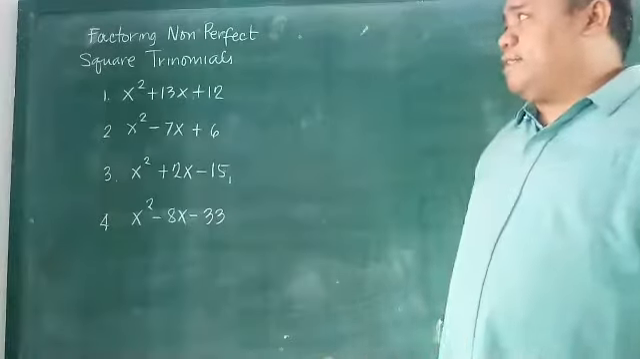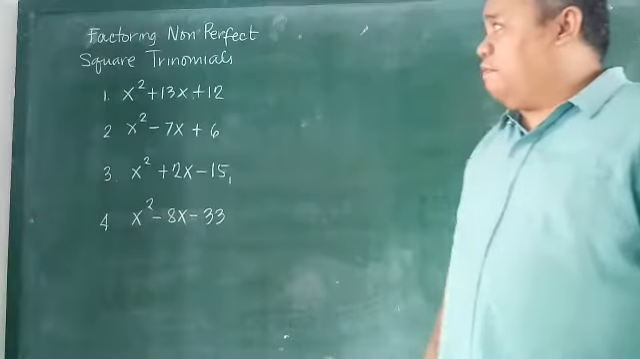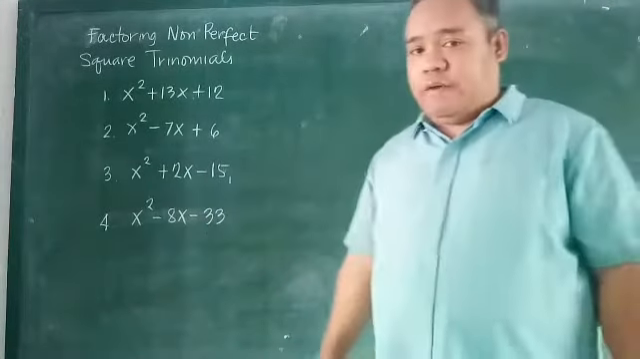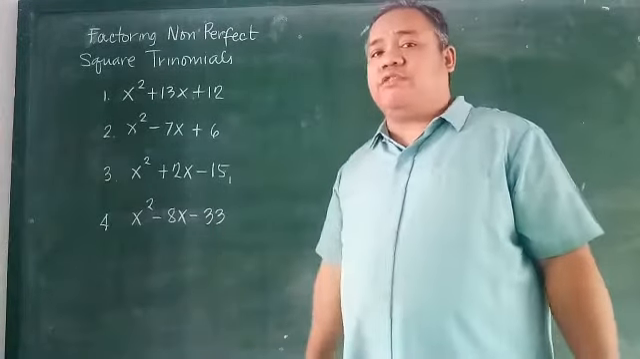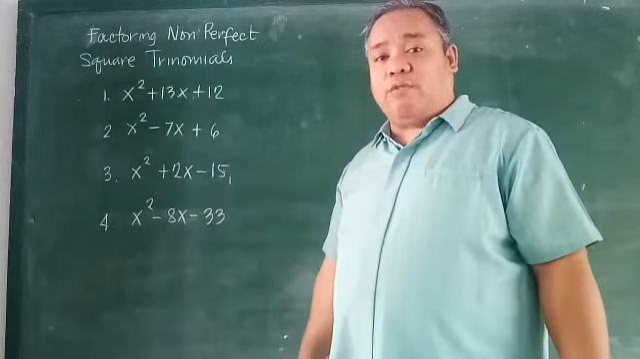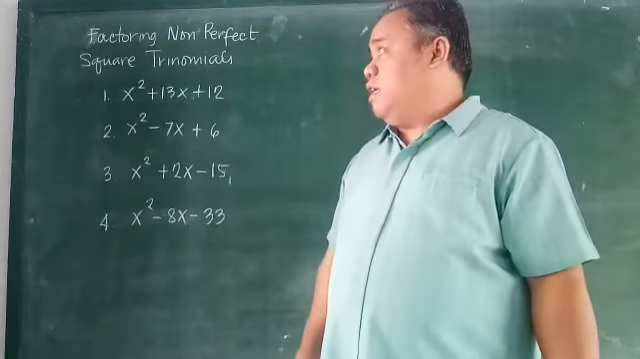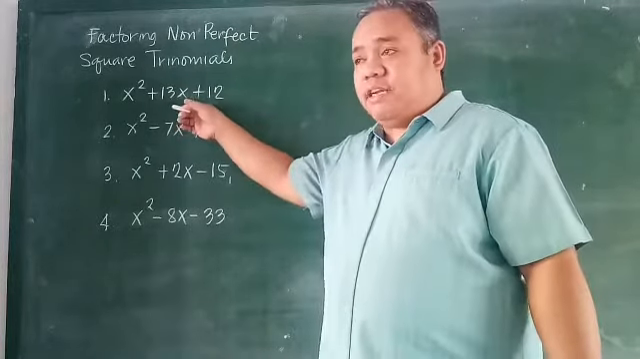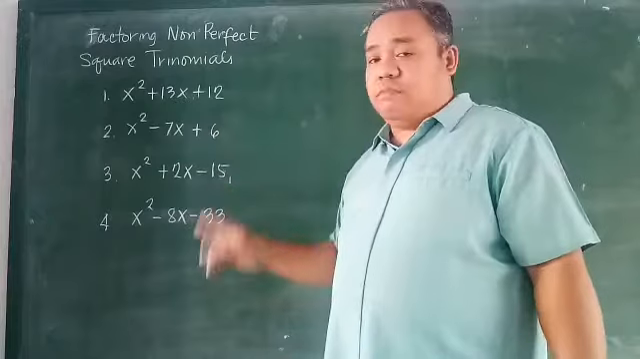Let's now go to our next topic, which is the factoring of non-perfect square trinomials. In factoring this expression, we're going to choose the right pairing or the right factors so that we arrive at the right expression. So remember that the middle term should be added and the last term should be multiplied.